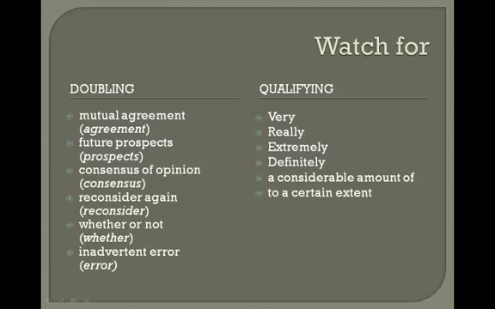Redundant words or doubling. So if you look down that list, to reconsider again is sort of redundant. We can just use reconsider because reconsidering implies that you're considering again. Inadvertent error. Well, errors are, not always, but they're typically inadvertent. It's kind of redundant. So you can just say error.